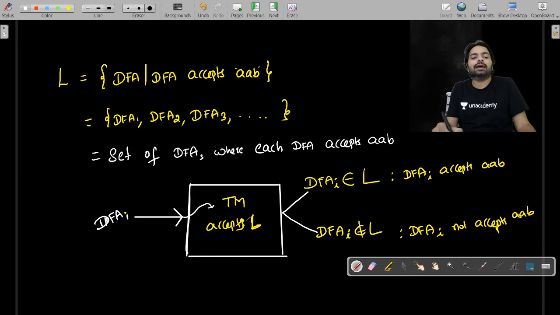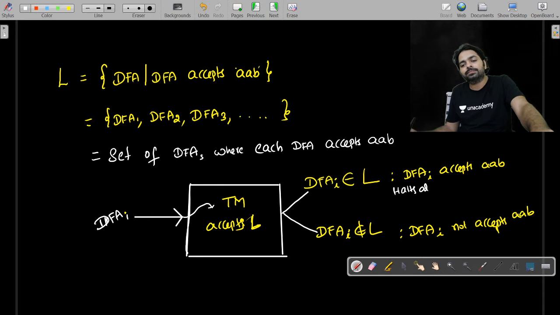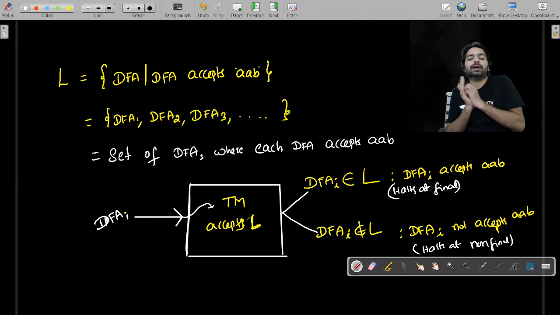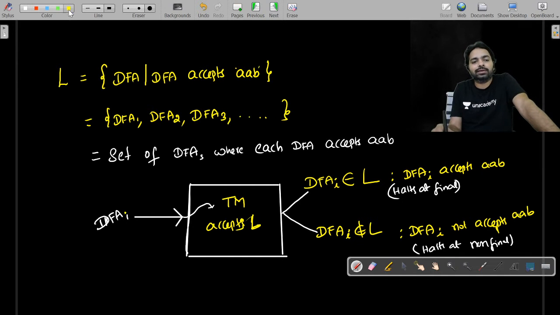And on both sides we will have a logic, because if it belongs to L, it definitely halts at final. This DFA halts at final. And if that DFA halts at non-final, it means it's not going to accept. Right? So on both sides we have a logic, and on both sides we will halt. So this kind of language is called a recursive decidable language. This L is called a decidable language.